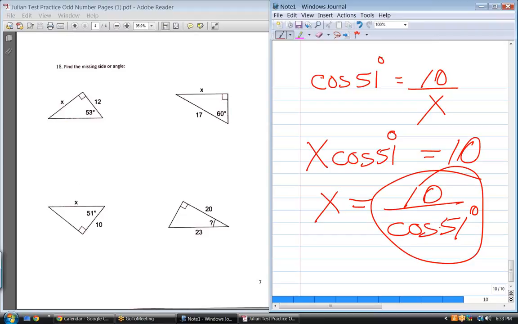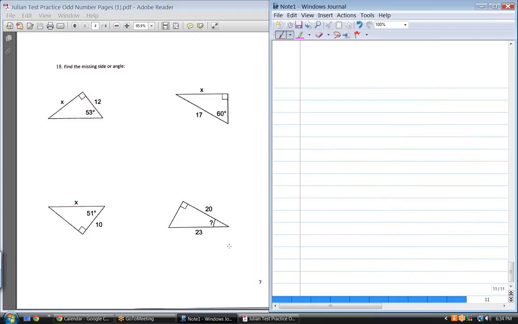Okay, I got... Wait, so it's the cosine of 51 divided by 10? No. 10 divided by the cosine of 51. Okay. But you might need both parentheses. In other words, I want to make sure you know how to get that answer on your calculator. 15.89. That sounds right. 15.89. Okay.